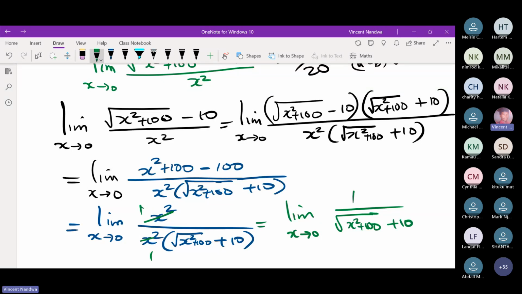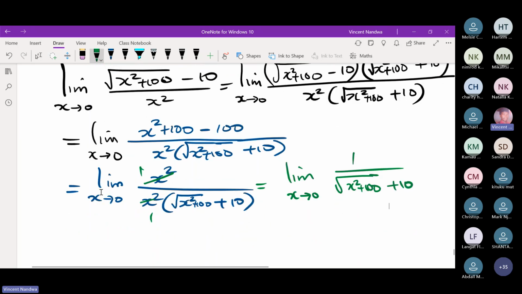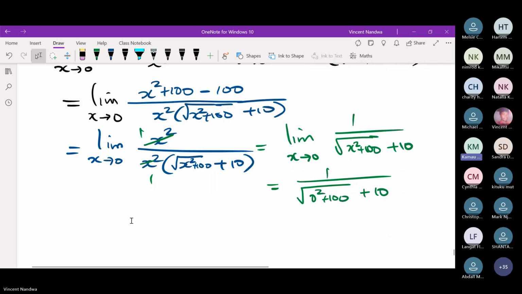Because we have done the rationalization and simplification correctly, the next step is just to directly substitute x for 0. So 0 squared plus 100, then plus 10. 0 squared plus 100 is 100. Root of 100 is 10. So 10 plus 10. This is why you are getting 1 over 20.